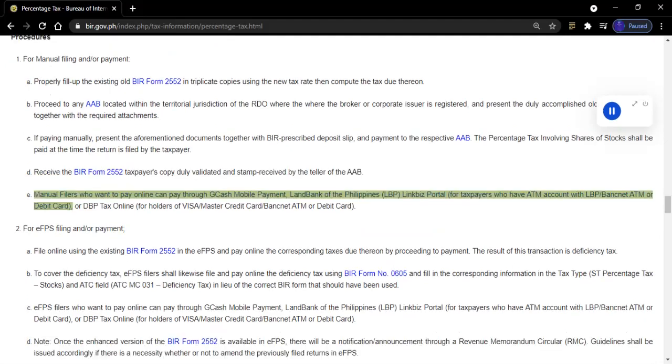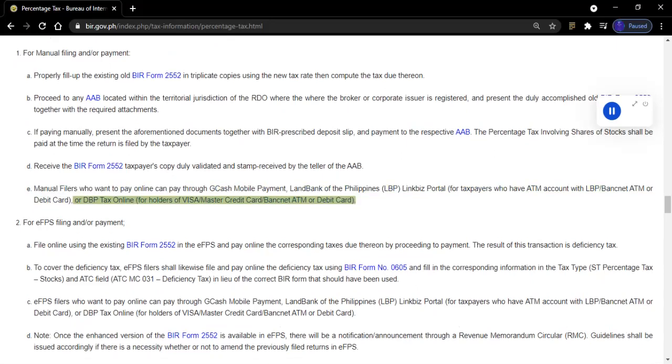Manual filers who want to pay online can pay through GCash Mobile Payment, Land Bank of the Philippines (LBP) LinkBiz Portal, for taxpayers who have an ATM account with LBP, Bancnet ATM or debit card, or DBP Tax Online, for holders of Visa, Master credit card, Bancnet ATM or debit card.